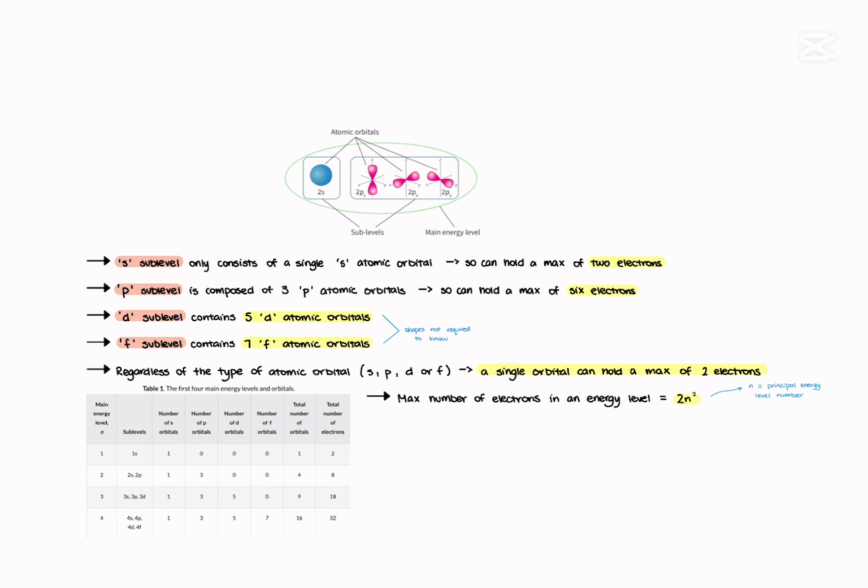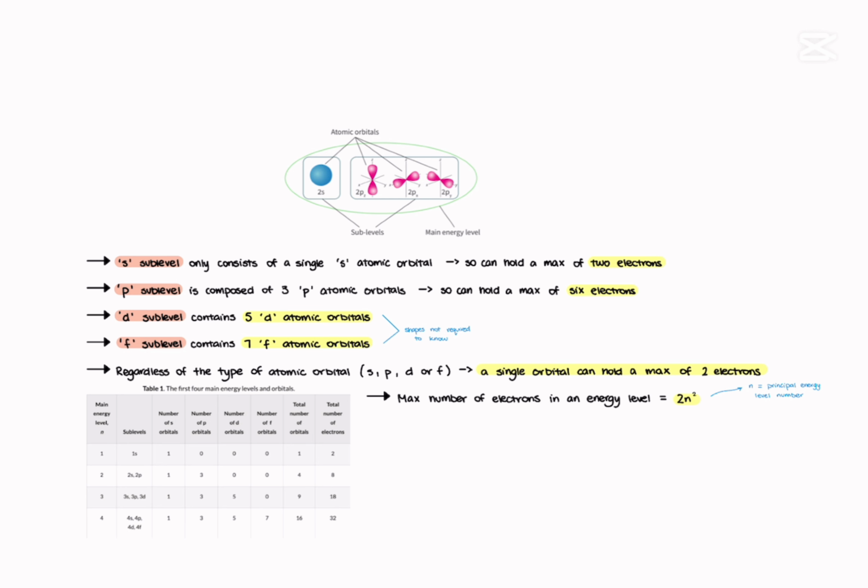Next, we have sublevels, and these are smaller divisions of the main energy level, and they are assigned the letters S, P, D, and F based on the shape of the atomic orbitals that they contain. And atomic orbitals are the region of space where there is a high probability of finding an electron. Now we're going to be talking about these sublevels and atomic orbitals in more depth.